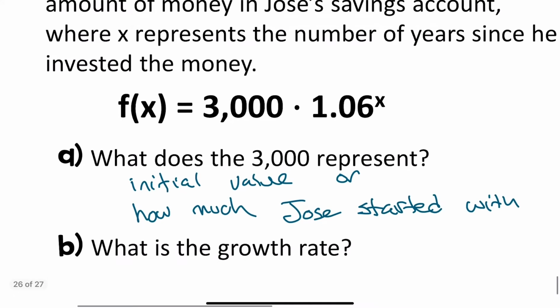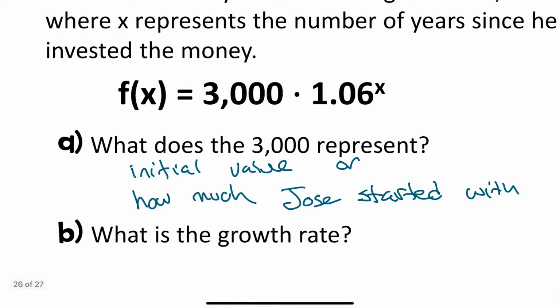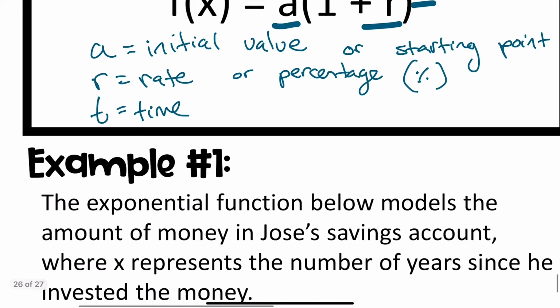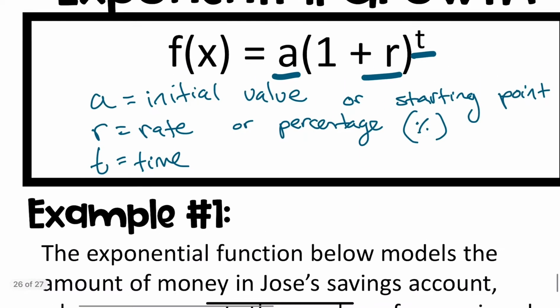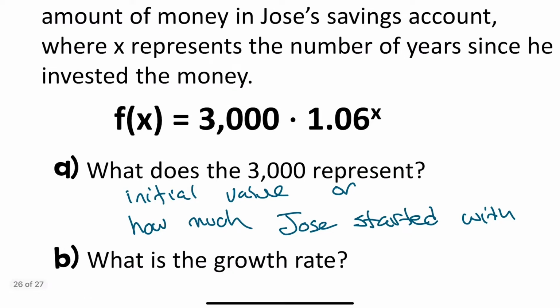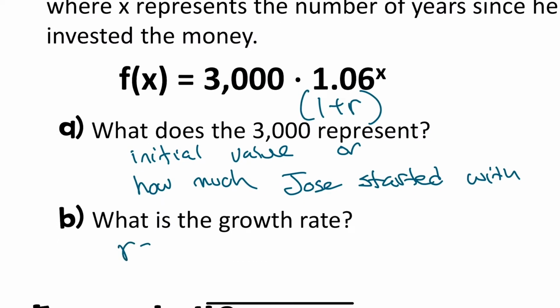Okay. Question B, what is the growth rate? Okay, so we know that the rate is going to be R. Okay, R is the second number that we are multiplying by. I just wanted to keep in mind that we have 1 plus our rate here. Okay, well, we got 1.06, so that means our rate has to be 0.06.